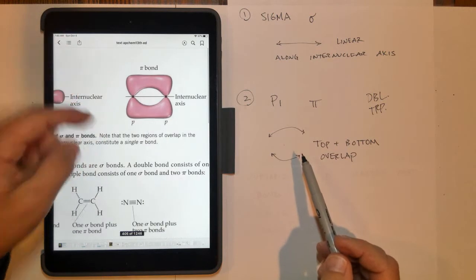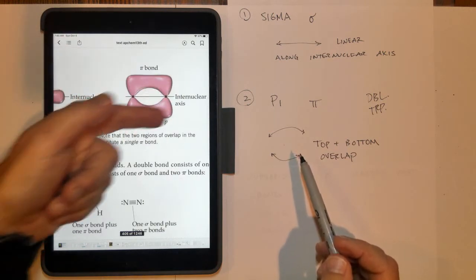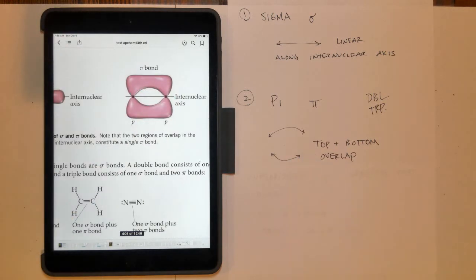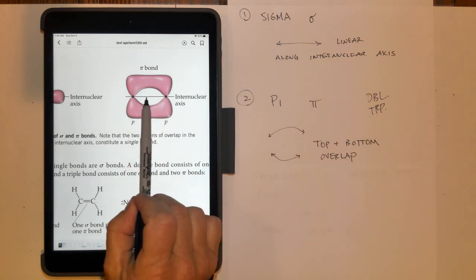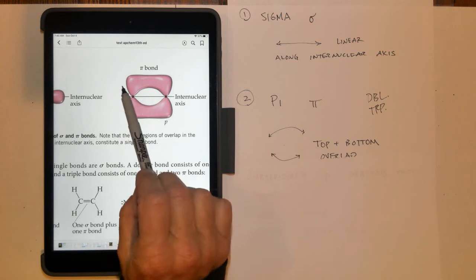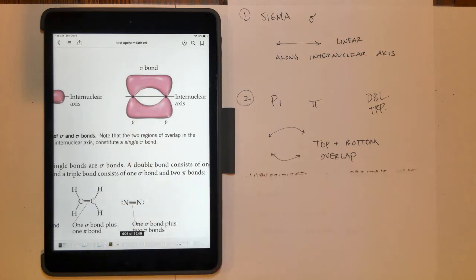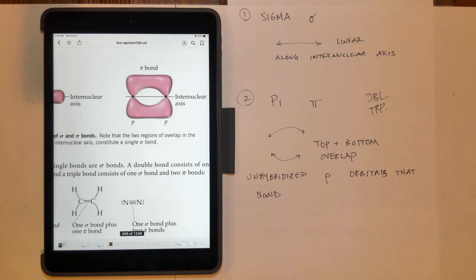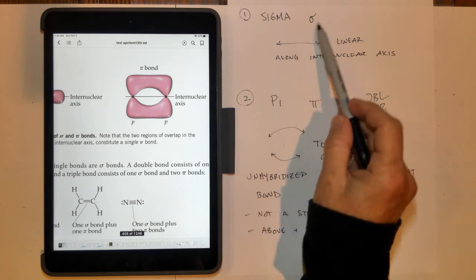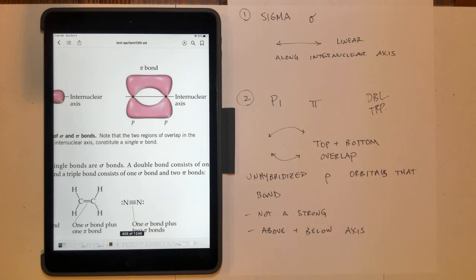So these are unhybridized p orbitals that overlap over the top and over the bottom of one another to form a second bond. So there's a first bond going right along this axis, and then the second bond goes over the top and over the bottom. So this pi bond is unhybridized p orbitals that form this second bond. It's not as strong as a single internuclear axis sigma bond, and it's above and below the axis.